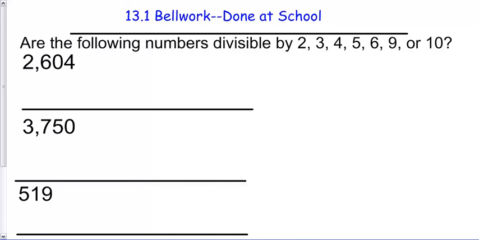Do the 2, then do the 3, then the 4, then the 5, then the 6, then the 9, then the 10. Take this one step at a time, and it'll be much easier to take care of.